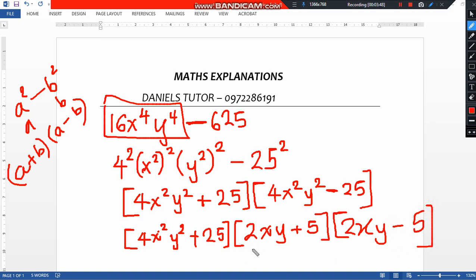So that's how we do it. So let me know if you've understood this one. Yes, I've seen the answers. Most of us were leaving out the first factor, but the first factor is still there. What we are factorizing is this part here. So this part again can be factorized alone into 2xy plus 5, 2xy minus 5.